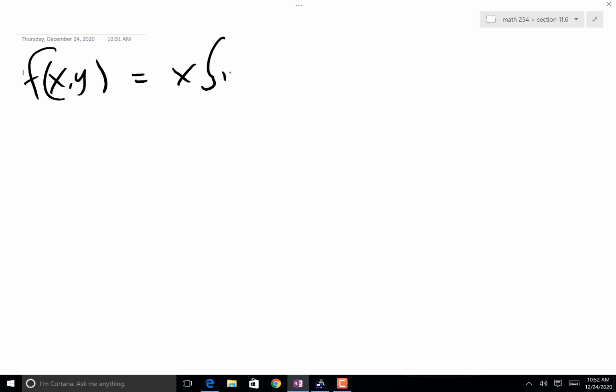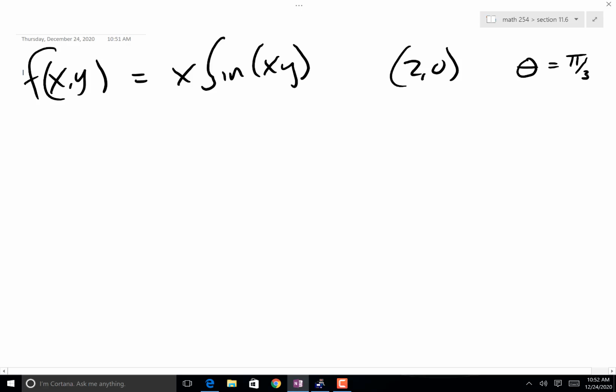Darn it. So apparently I deleted all my voiceover from this part. Yay. So here's another example problem. This one's a little different because it gives us literally a direction. It says, let's go at a direction of pi over 3. You're like, wait, what is that? I'll show you. It's all good.